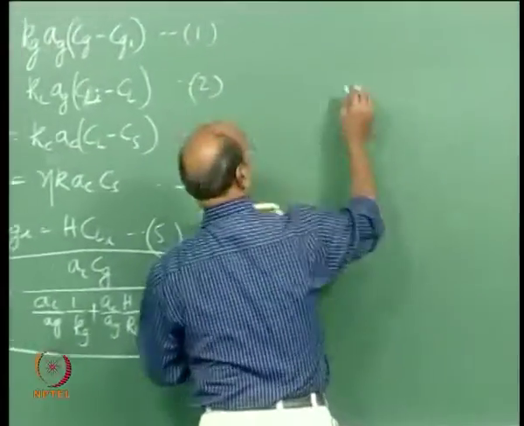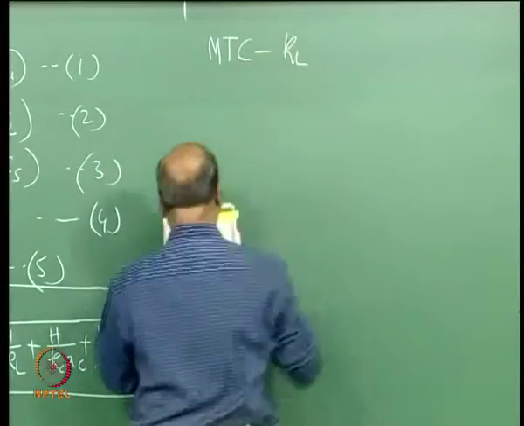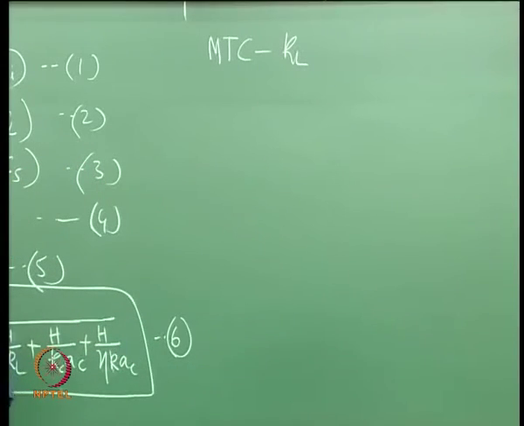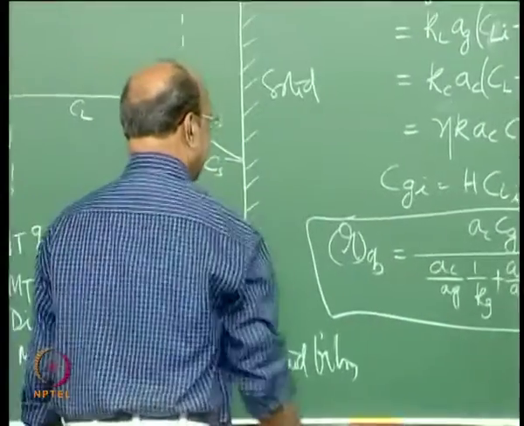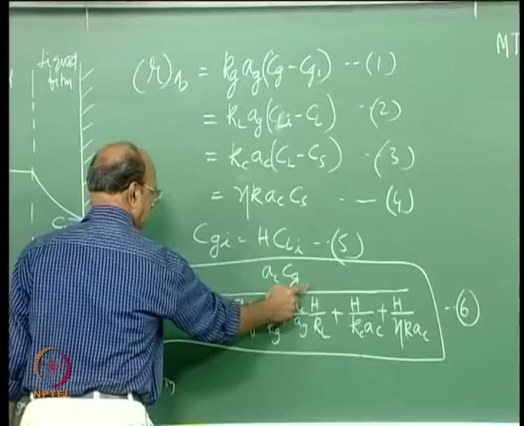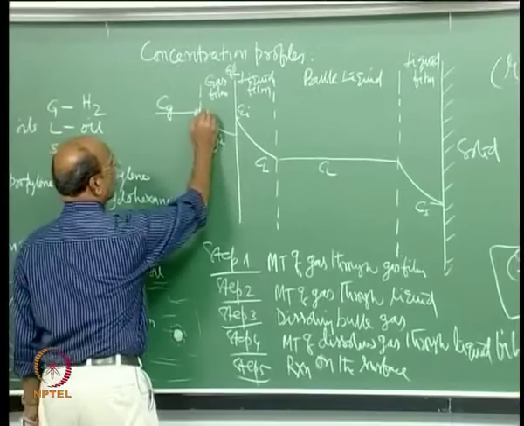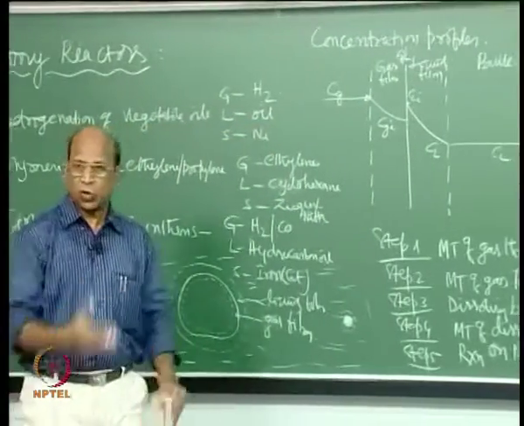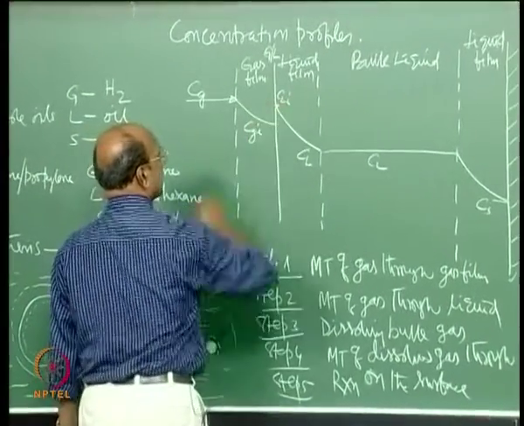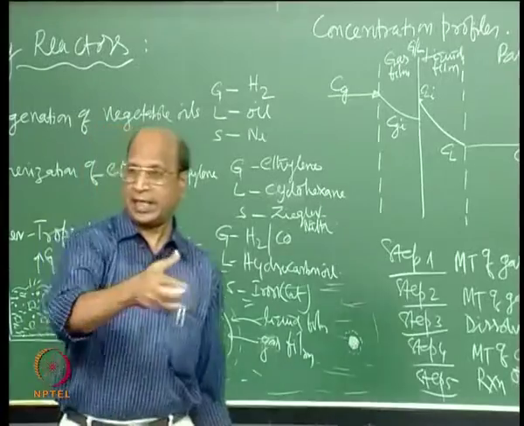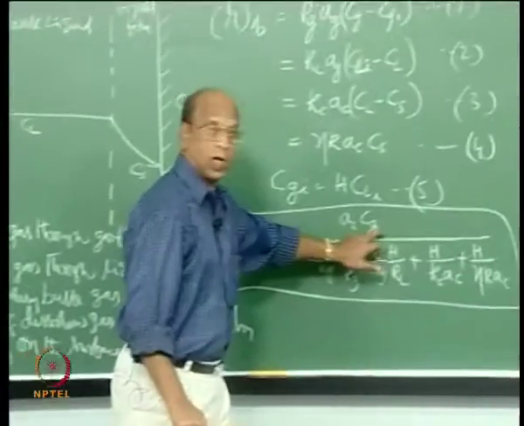So now, mass transfer coefficient, MTC, KL, this is bubble to liquid. Even this equation will change the moment I see this is now almost horizontal, there is no concentration gradient there. So we will have CGI and CLI related directly. Now I can express this equation in terms of CLI.